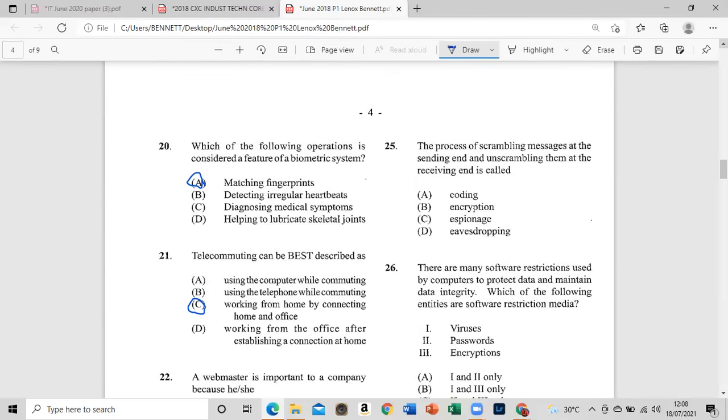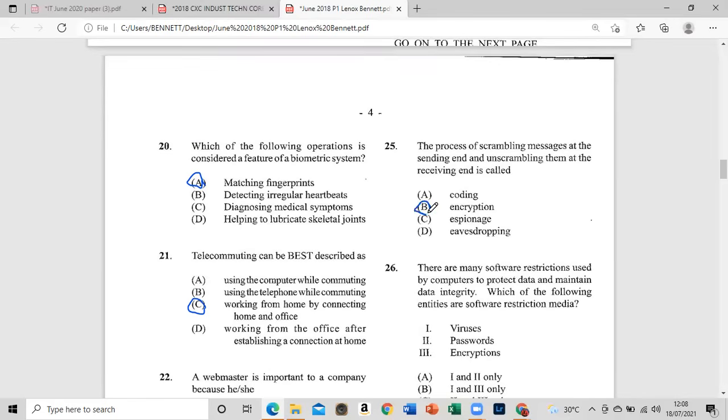The process of scrambling messages at sending ends and unscrambling them at receiving ends is called, we did that on the 2020 paper, it's encryption.